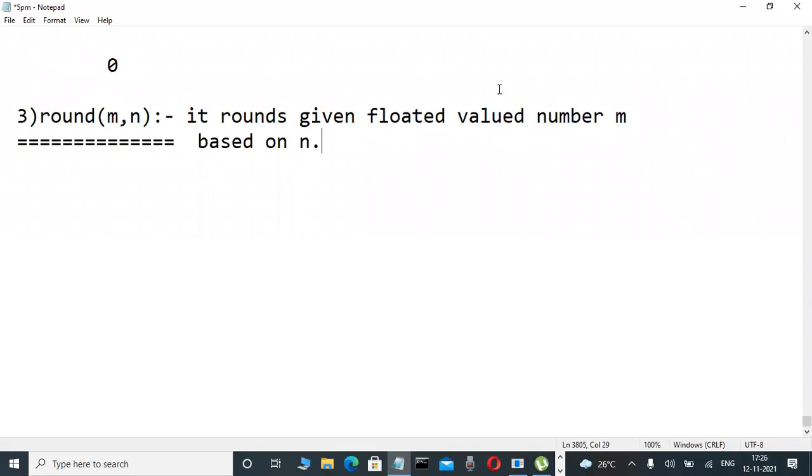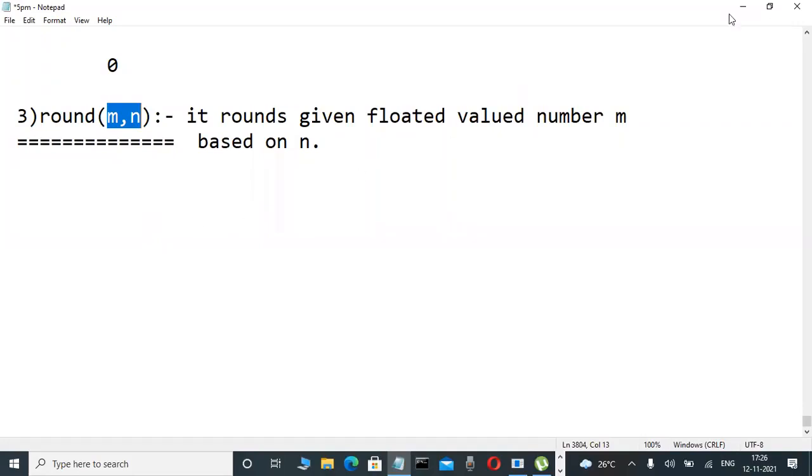It rounds a given floating-point number m based on n. M comma n, not mandatory. It could be m comma n, x comma y, p comma q, anything; names are not a problem. But okay, they are giving it like this: it rounds a given floating-point number m based on n.